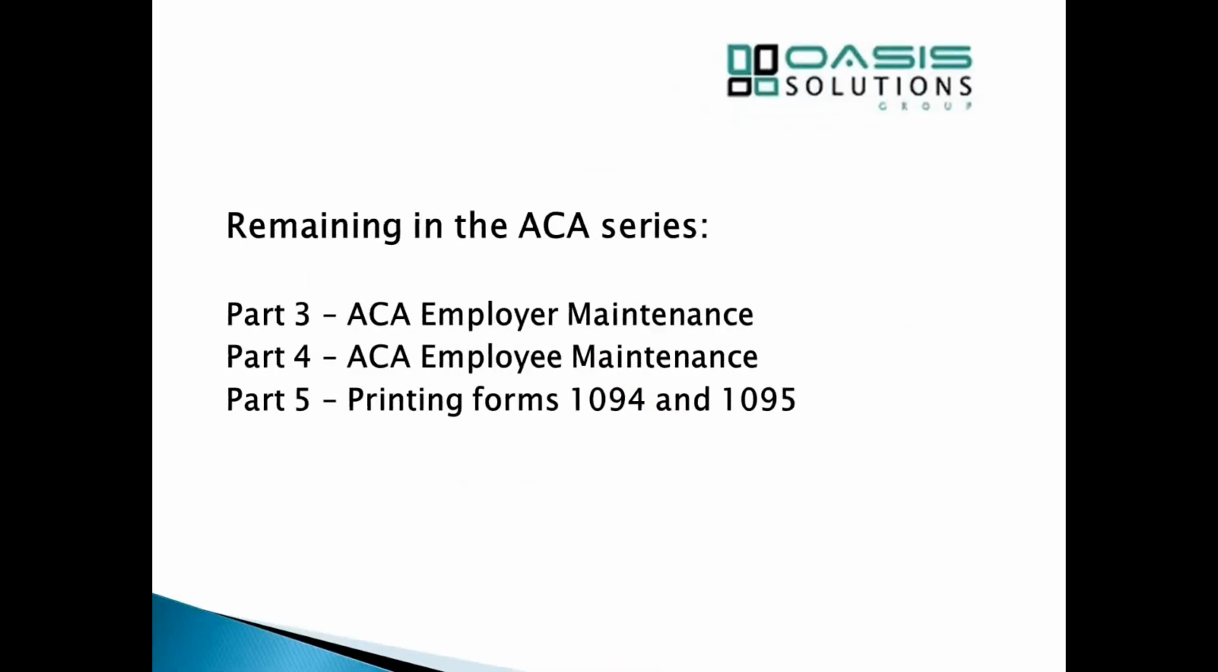So remaining in our ACA series, the next part will be the ACA employer maintenance, where those counts will be updated if you say yes on the previous question. And then part four will be the ACA employee maintenance, and that is where you enter the information for the offer of coverage and the amounts paid by your employee. And then part 5 will be printing forms 1094 and 1095.